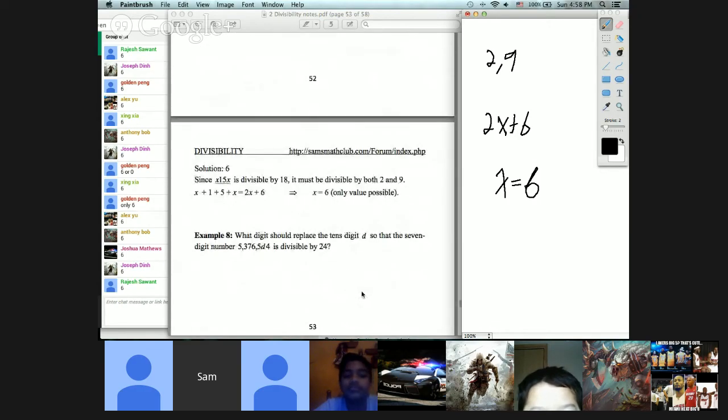I think we'll do one last problem. So example number 8. Which digit should replace the tens digit d such that the 7-digit number is divisible by 24? I think this is one of the harder ones, and we'll end with this one.